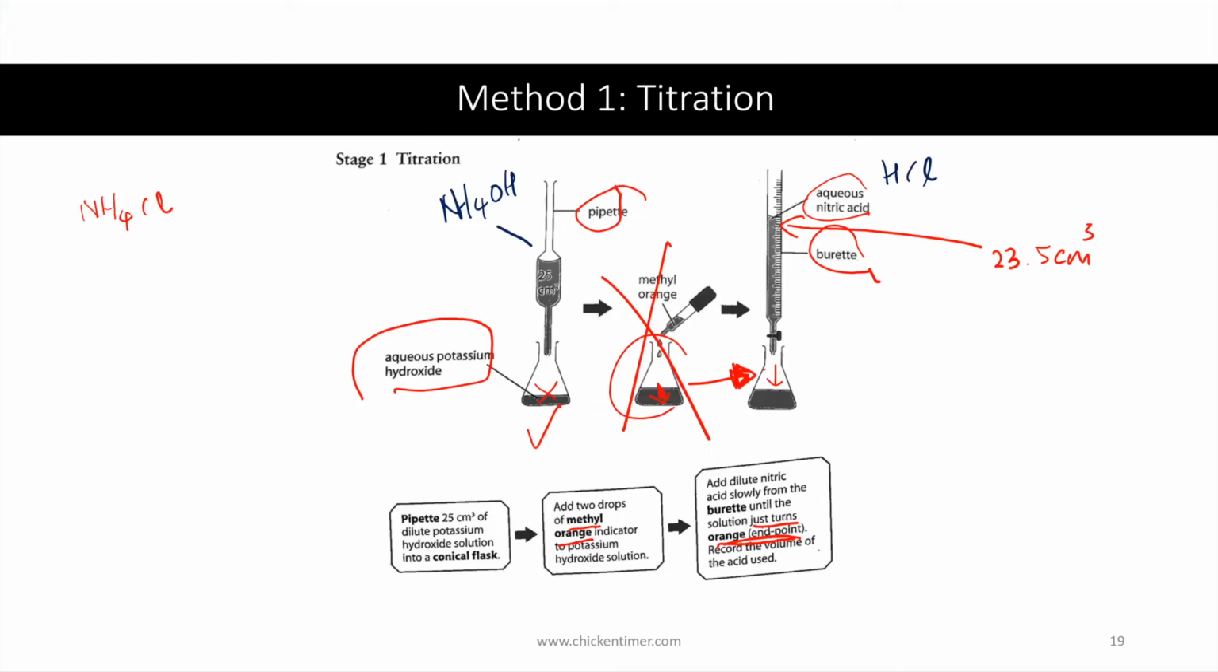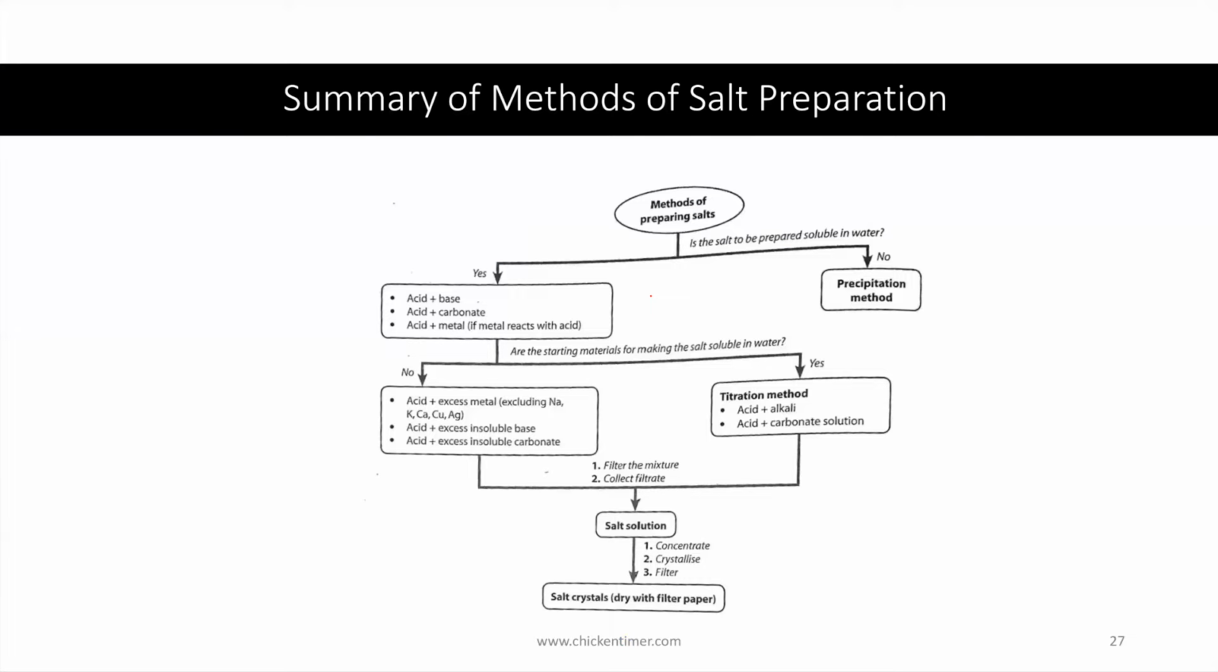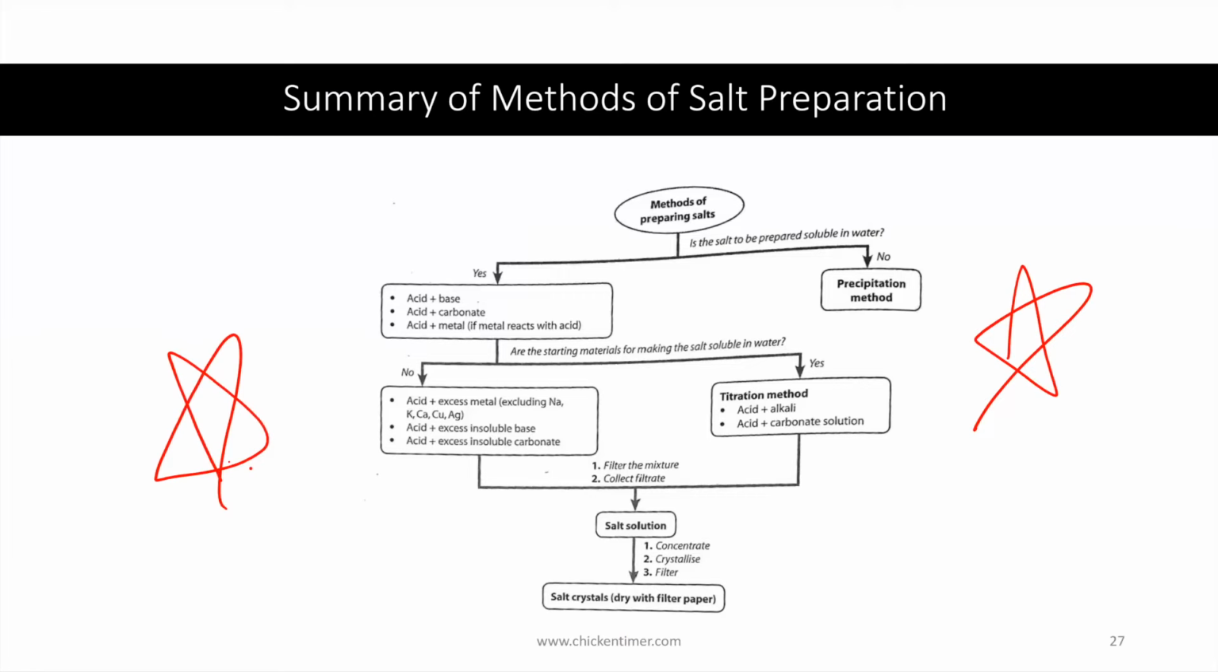So you must know these five methods. We start with a flow chart again. This flow chart is super duper important, same as the solubility table of salts. I will tell you how this table works. It summarizes the methods of preparation, so you have all your five methods here.